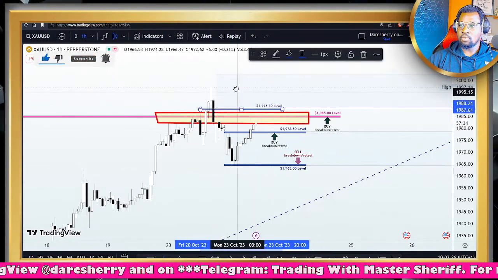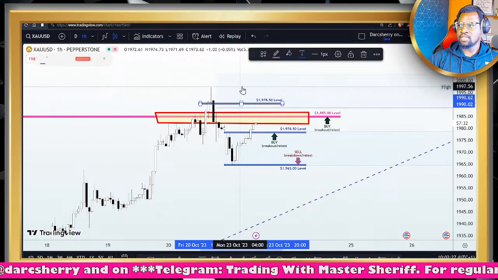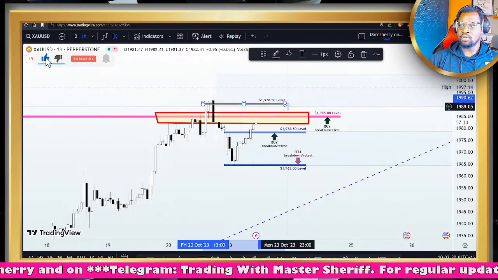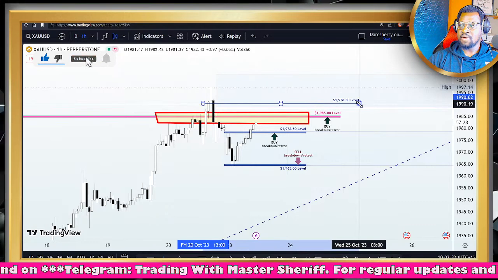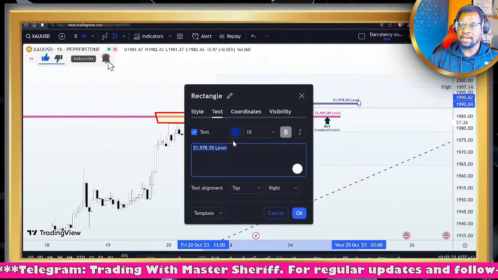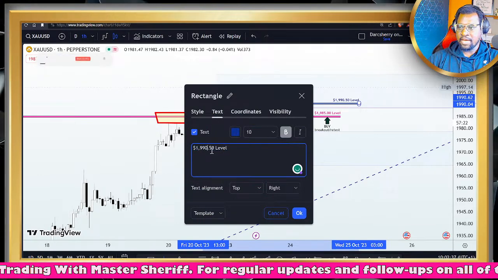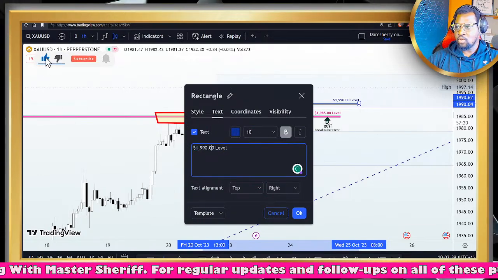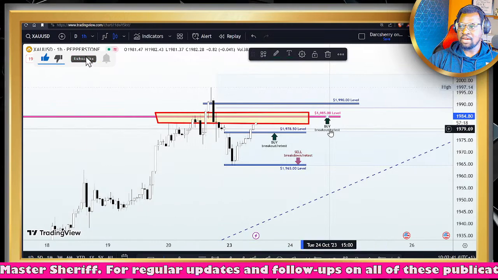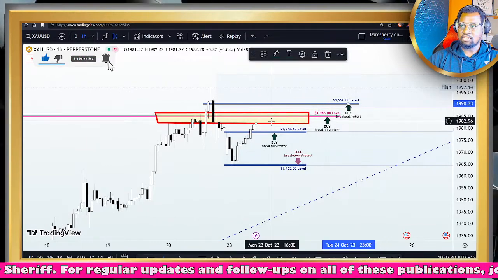Okay. So I will just be adding more positions at the breakout of the 1,990. I'll just mark this level out, which happens to be the highest point price action has been in a long time. So we'll be looking out to add more buy positions if price action goes on to break out of that structure.